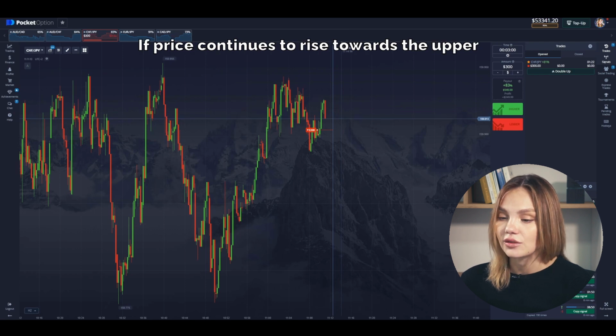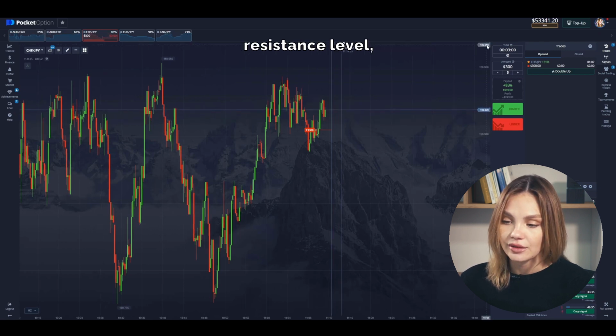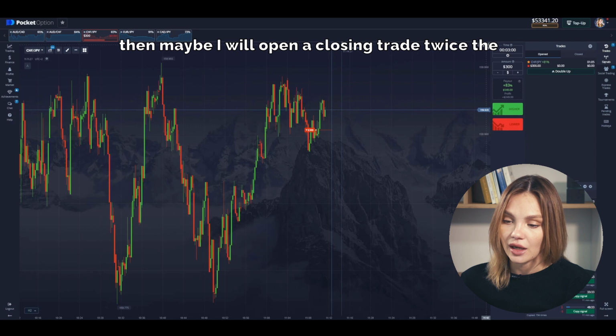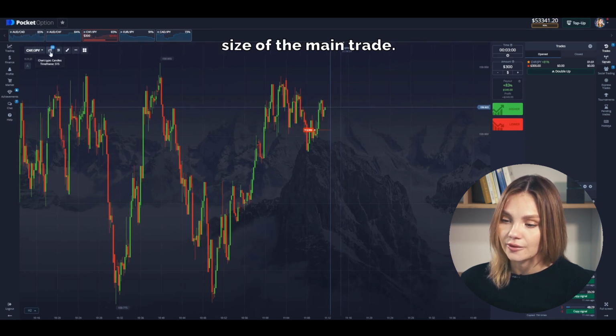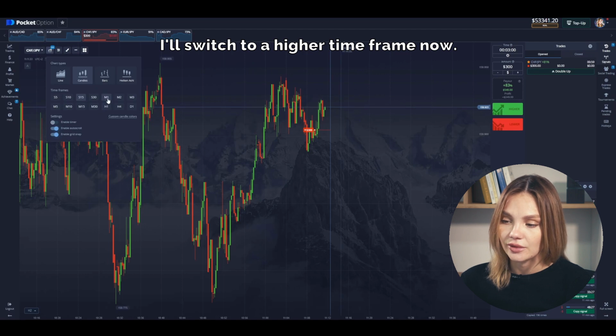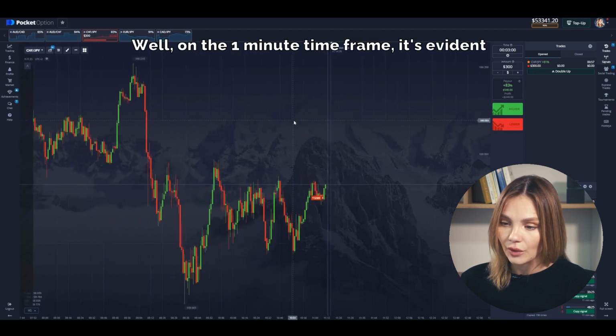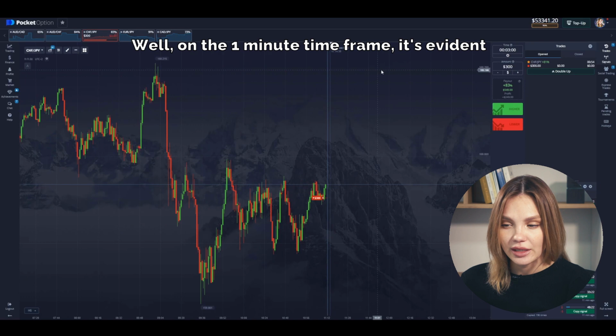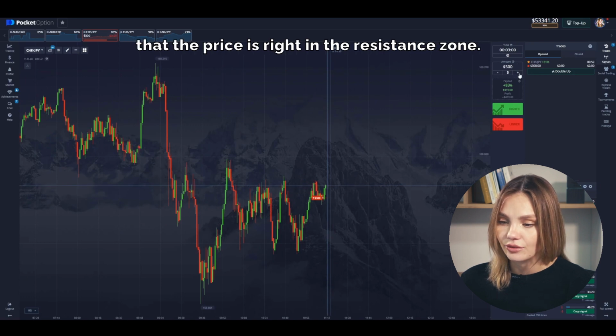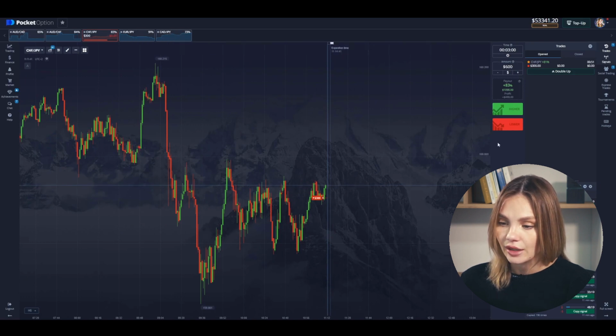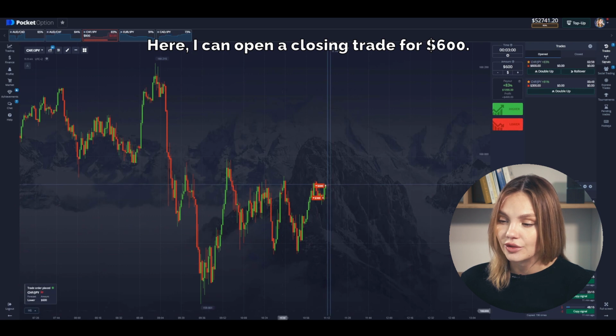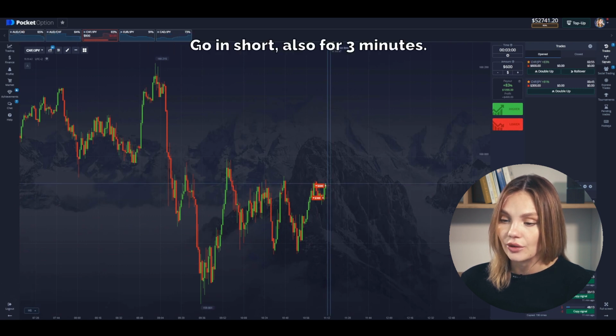If price continues to rise towards the upper resistance level, then maybe I will open a closing trade, twice the size of the main trade. I'll switch to a higher time frame now. Well, on the 1 minute time frame, it's evident that the price is right at the resistance zone. Here, I can open a closing trade for $600. Go in short also for 3 minutes.